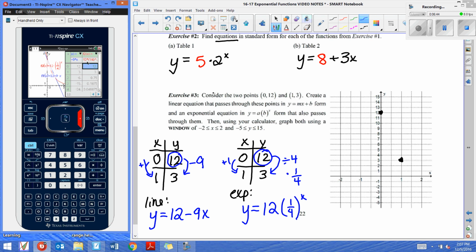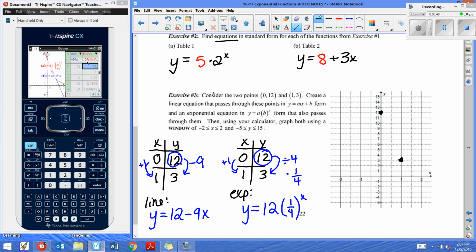And next what I'm just going to do is sketch my graphs. It didn't tell me to restrict the domain, so I'm going to have to play around with this a little bit. Sometimes it's hard for me to graph my lines. Here we have our linear function. And I will label this y is equal to 12 minus 9x. And let me pick a different color. Let's pick red for the exponential.